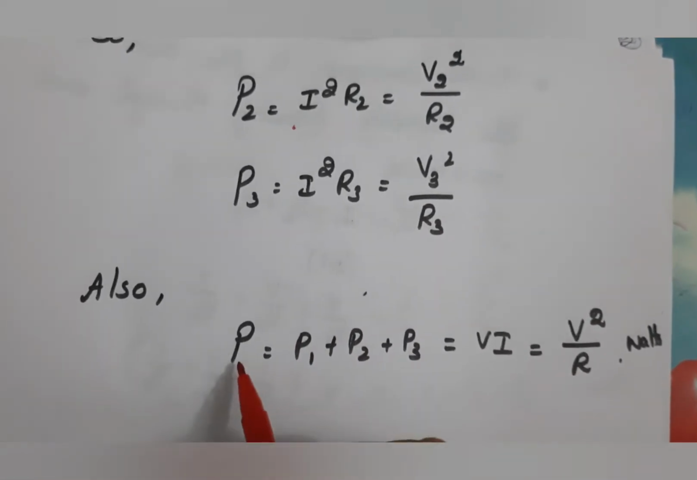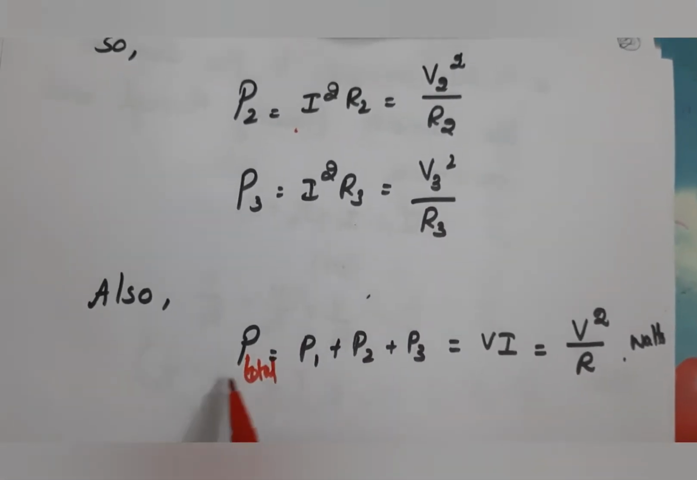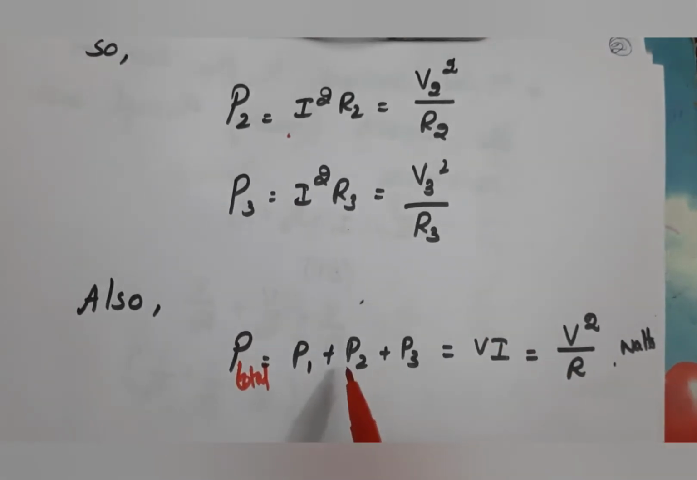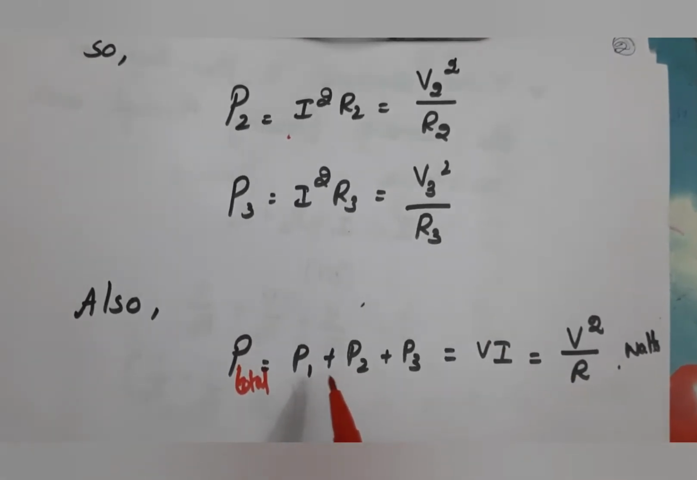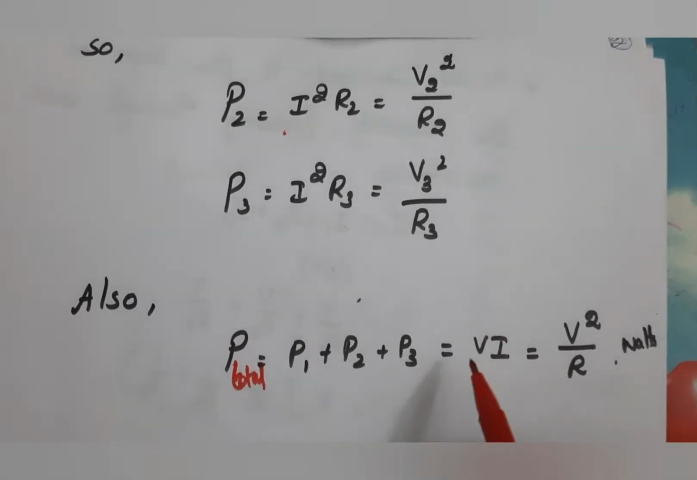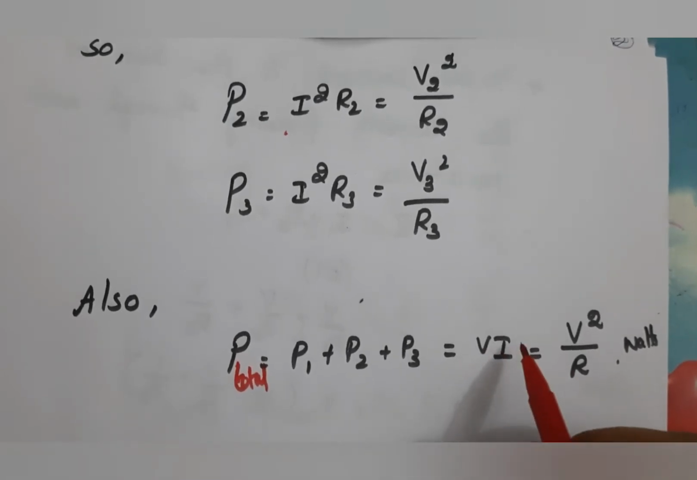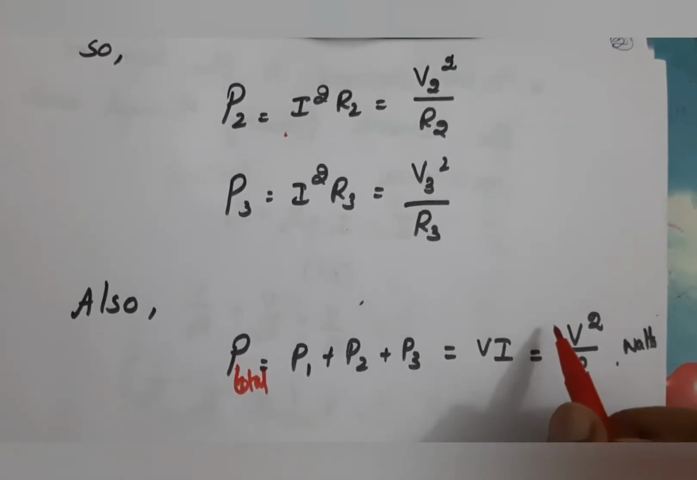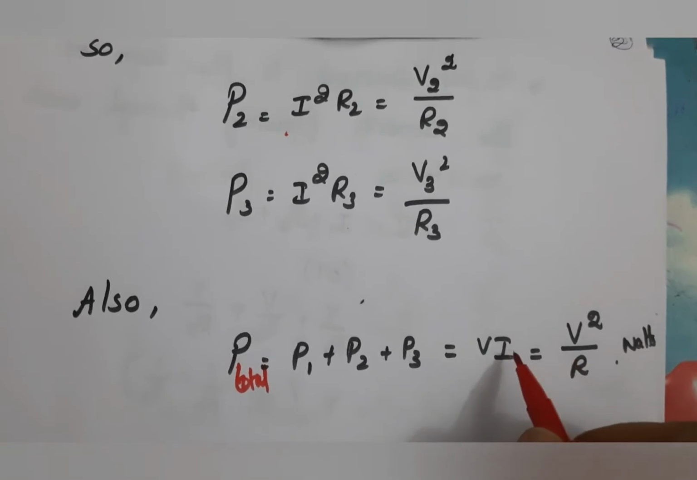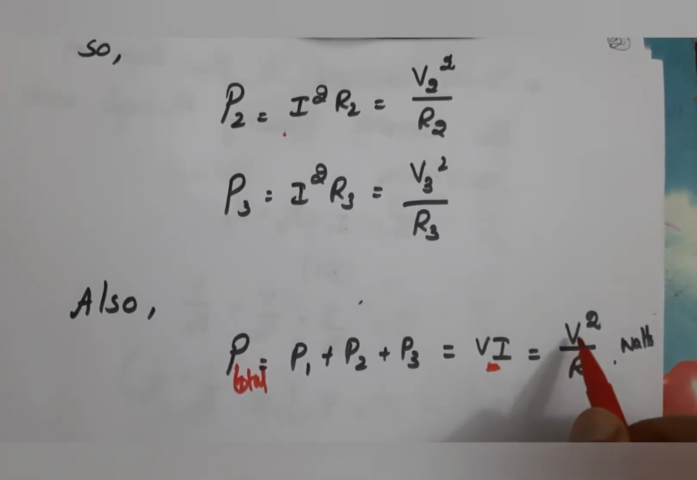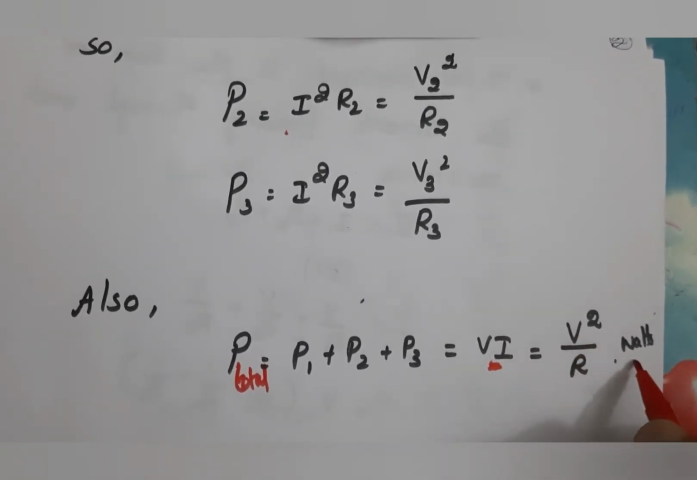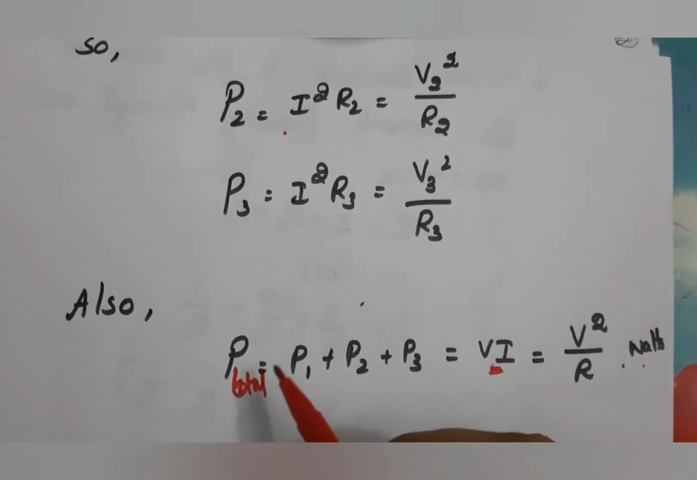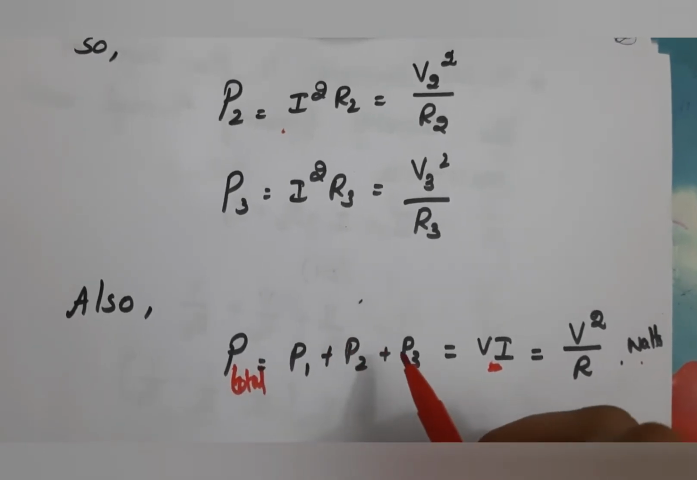And the total power is equal to the summation of all individual power consumptions, P1 plus P2 plus P3, which is given as VI, and here I is equal to V by R. Putting that in this equation, we get V square divided by R watts. So this is the total power consumption of this circuit.